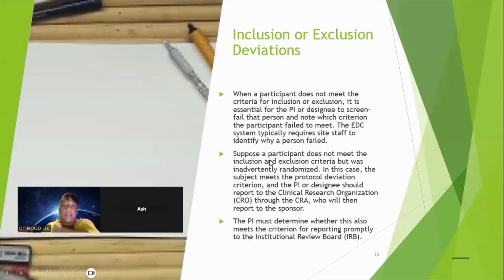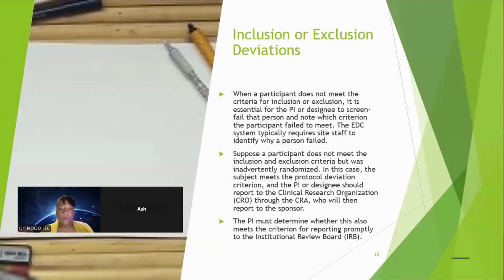Suppose a participant does not meet the inclusion exclusion criteria, but has inadvertently been randomized. In this case, I got ahead of myself, this is the deviation. And the PI or designee should report to the clinical research organization through the CRA, who will then report to the sponsor. Typically, this is caught by the data management team if it's not caught by the CRA, or at least that's the goal. When they're doing what's called central monitoring, they're looking at medication lists, medical history, what we put in the system, and they also can see the lab results. They're kind of the backup to catch it if the CRA didn't catch it, if the PI didn't catch it.